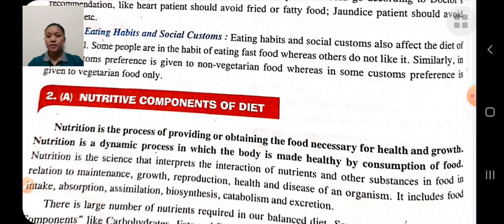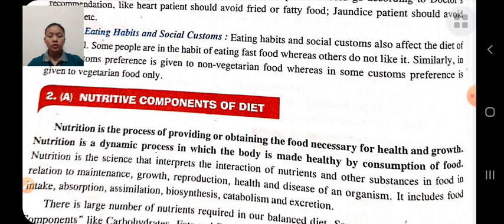Balanced diet means the diet which contains all the nutrients, that is, carbohydrates, proteins, fats, vitamins, and minerals in the correct proportion. And nutrients means the chemicals which are found in food. Nutrients are divided into two parts: macronutrients and micronutrients.